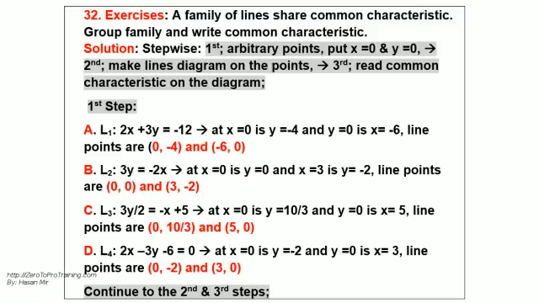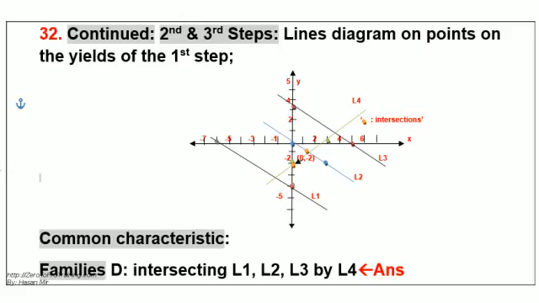Exercise 32. Family of lines on common characteristic of L1, L2, L3 and L4, solution in 3 steps. First step for arbitrary points x equals 0 and y equals 0, for line points shown in the image. Continued, second and third steps, line diagrams on points of yield of the first step, common characteristic: family D of intersecting L1, L2, L3 by L4.